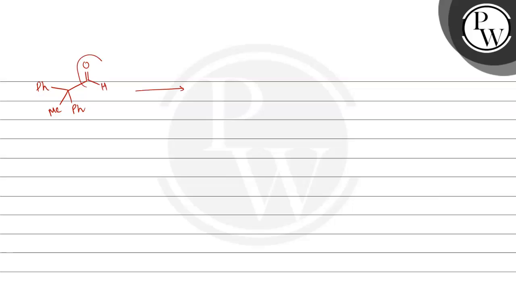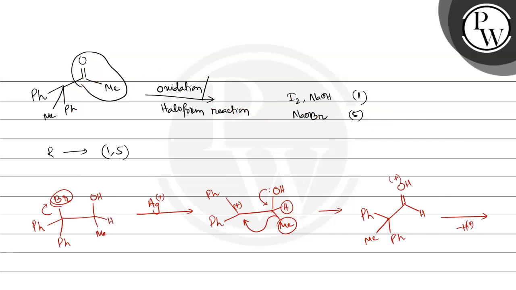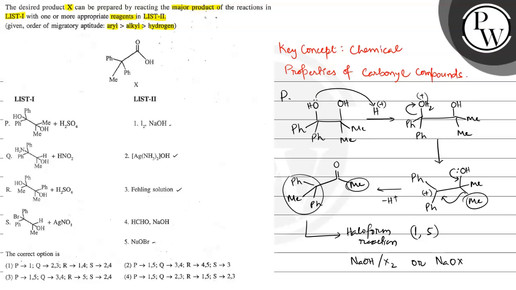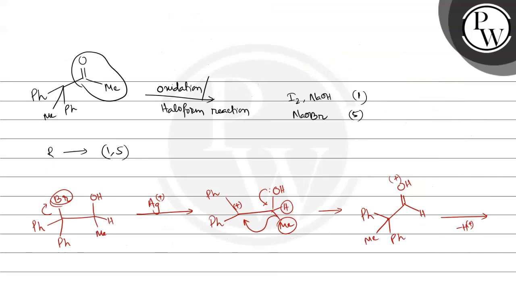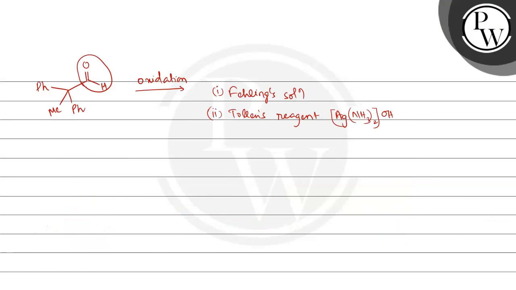Now an aldehyde group is present, which we have to convert into a carboxylic acid. We can do that by oxidation, and oxidation using Fehling solution and Tollens reagent, that is Ag(NH3)2OH. Fehling solution is given in list 2 as number 3 and Tollens reagent as number 2. So we will mark 2 and 3 for S.